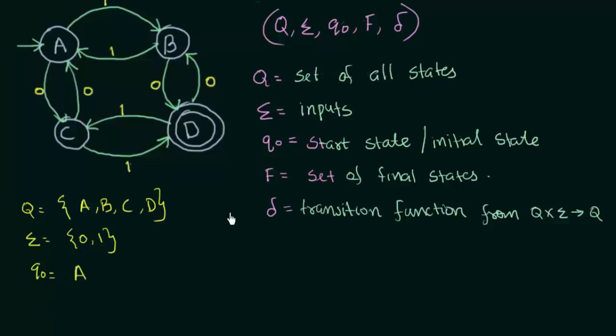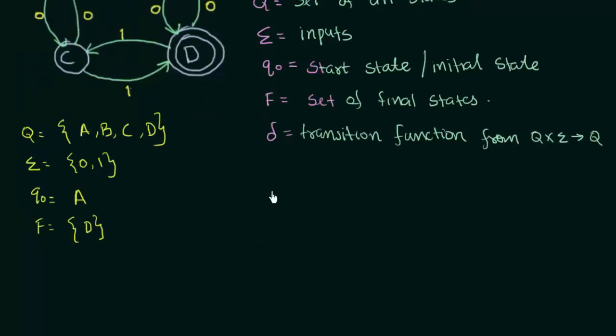Then the next one is F. F is the set of final states. What is the final state here? D. We have only one final state. Whenever you see a double circle, that represents a final state. I should probably put it in a bracket because it could be more than one, but in this example it is only one. So the set of final states is D. And then the last one, del. Del is a transition function from Q cross sigma to Q.